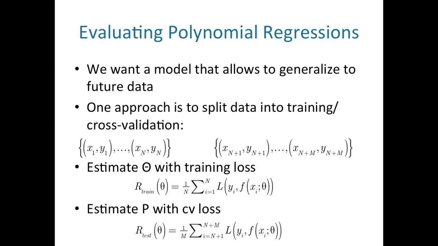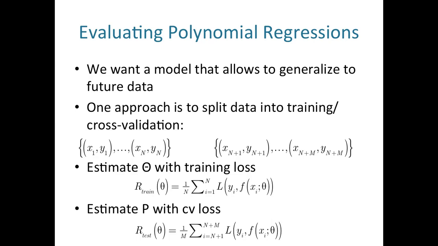So what this means is that when we have a model, and not only for the polynomial regression, that might also happen with a linear regression, we really want to make sure that the model generalizes to future data. So we really want to make sure that we train on a set of training data, and then we test on new data, okay? So the typical approach is to split data into what we call training and cross-validation. Then, to estimate the theta values, we use the training loss, and to estimate the p-value, we use the cross-validation loss. So what this means is that we're going to use one data set to estimate the theta values, and another data set to estimate the p-value.